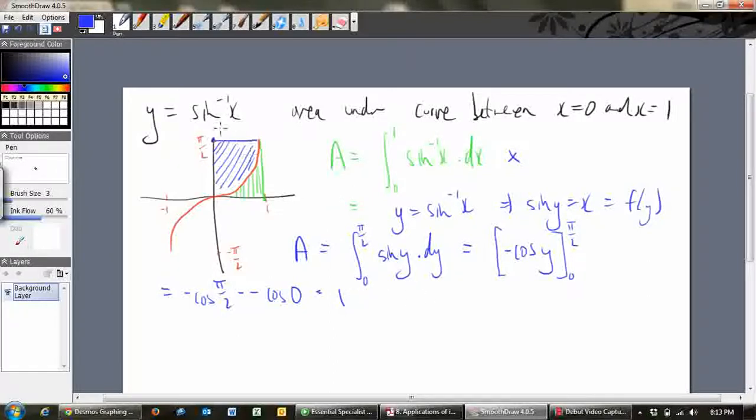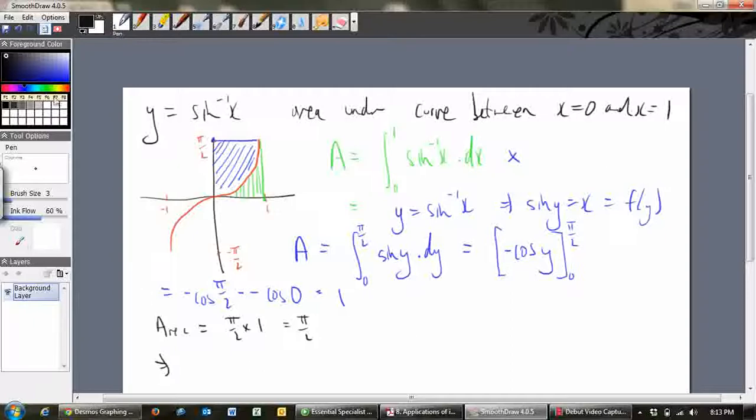There's the area there. That's not our answer. What we need to know is for the green area, it will be this rectangle here minus the blue area. So the area of the rectangle is equal to, how far is it up here? Well, that's pi on 2. Pi on 2 times your width here, that's 1. So it's equal to pi on 2.